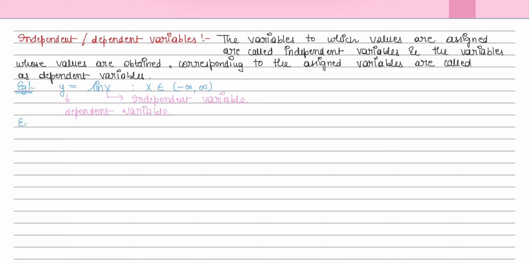Another example, z is equals to sine of x plus y, where ordered pair xy belongs to R cross R. Here x and y both are my independent variables and z is my dependent variable.